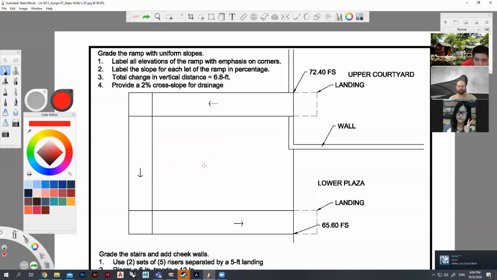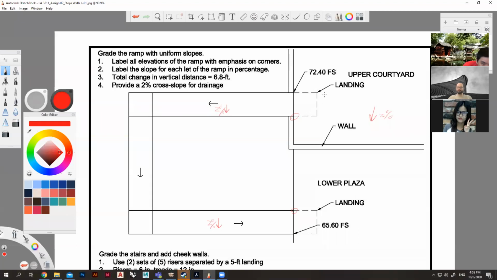All right. So first we need to find these corner points, right? Because we're given these numbers, so it's the most convenient to go from there. We have a 2% cross slope, so we know that these have to go 2% down. And because of that, we assume that this is also 2% down.